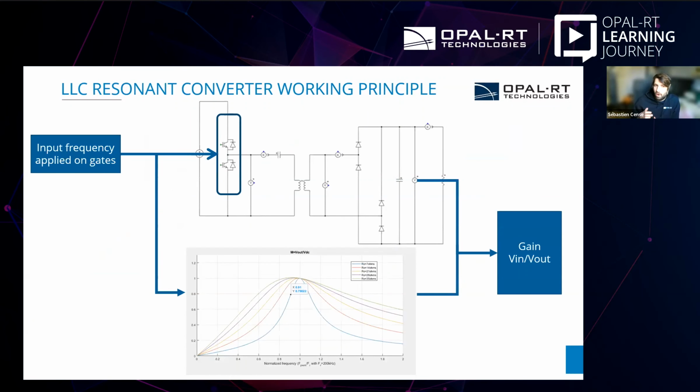Now, let's look at how we control an LLC resonant converter. It's a converter that is controlled using the frequency applied on the gating signal. We are controlling with the frequency and not with the amplitude. If we look at other power converter technology, such as VSC, voltage source converter, it's an amplitude control device. Here it's a frequency control device. And obviously this causes some challenges in the simulation.